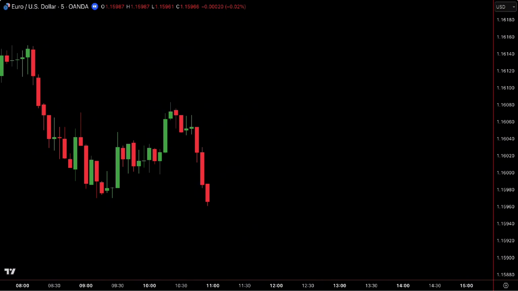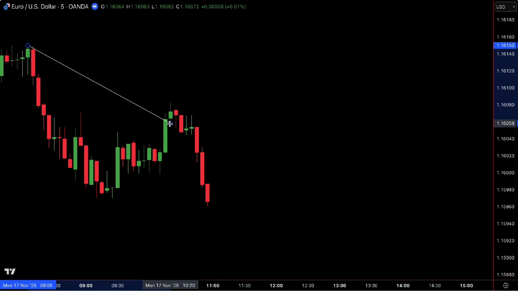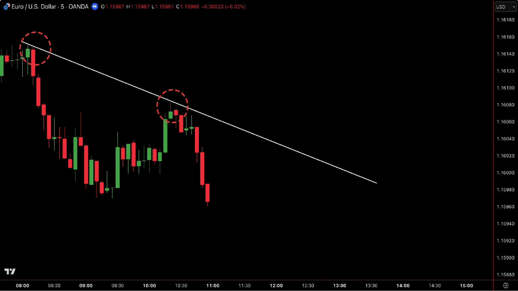This is the Euro-US dollar on the 5-minute chart. As you can see, the market begins to trend downward, which indicates that sellers may currently have control. In this kind of environment, some traders look for potential selling opportunities. Now let's connect the swing highs to check whether we have a valid trend line. By joining these swing highs, we get a clean downward sloping trend line.